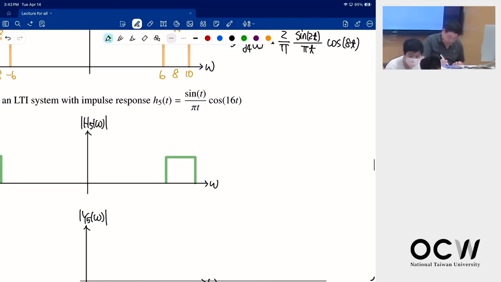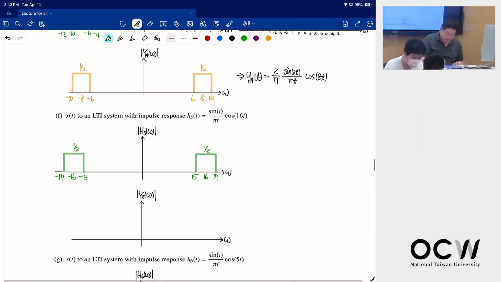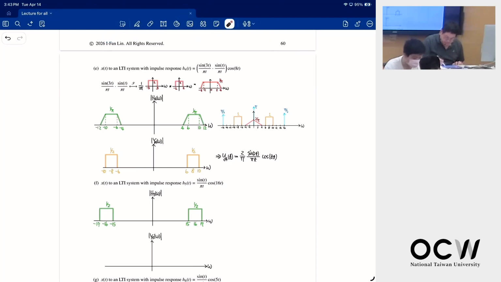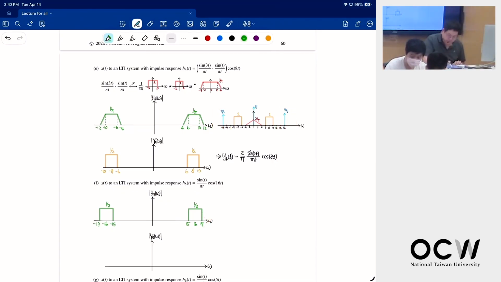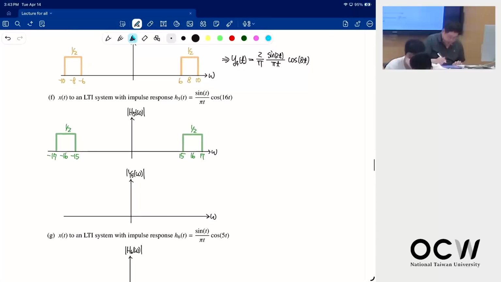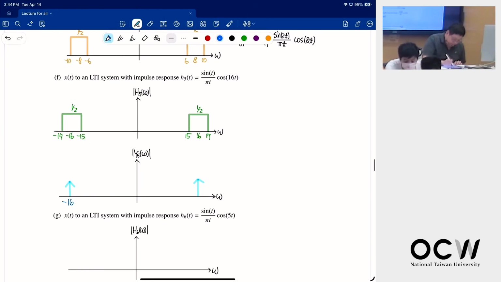This is 1/2, 15, 16, 17. And shift to the -16, -17, -15, 1/2. Right. So in this case, I preserve these two. Okay. So I get at 16, I have pi/4. At -16, this is -16, I have a pi/4. And then pi/4 here for 16.